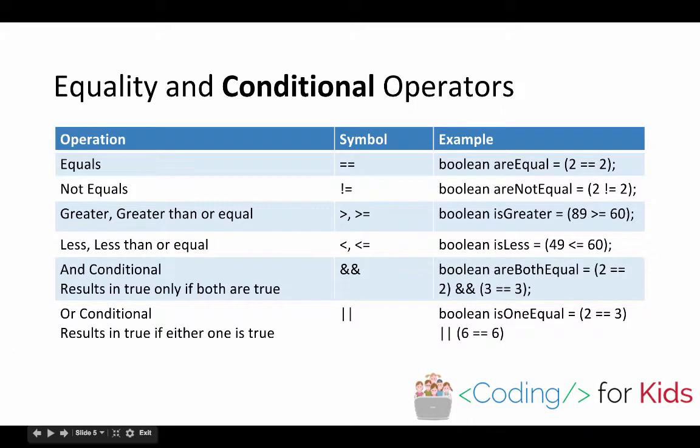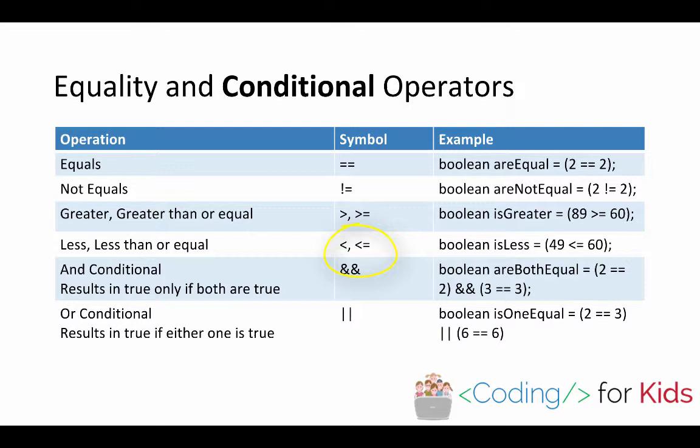So what if we needed to check if two things are equal, or if one thing is larger than another? Well, we can do this by using conditional operators. To check if two things are equal, we have equal equal. If two things are not equal, we have the exclamation point equal. If one thing is greater than or greater than or equal to something, we have the greater than sign and the greater than or equal to sign. If something is less or less than or equal to something, we get those signs.